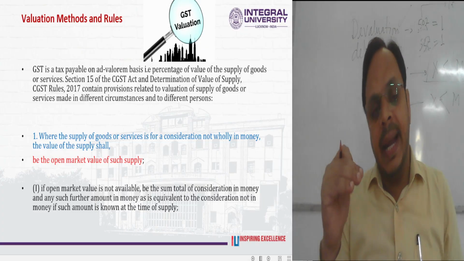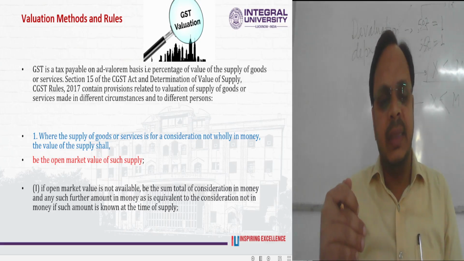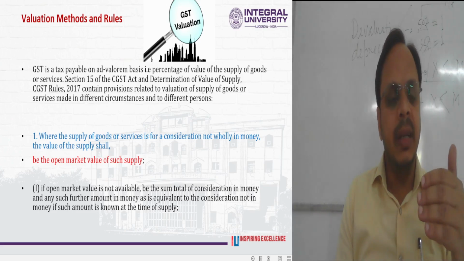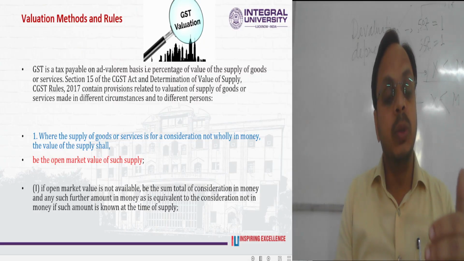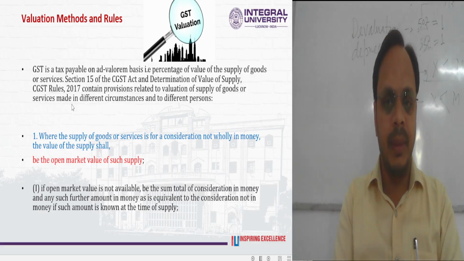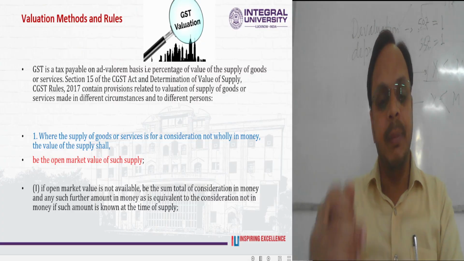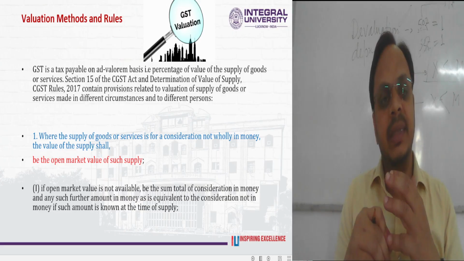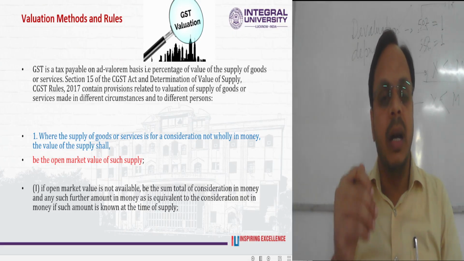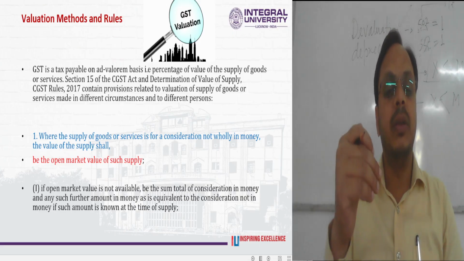GST is a tax payable on an ad valorem basis, meaning a percentage of the value of the supply of goods or services. Section 15 of the Central Goods and Service Tax Act lays down the determination of the value of supply. The Central Goods and Service Tax Rules 2017 contain the provisions related to the valuation of supply of goods or services made in different circumstances and to different persons. So Section 15 contains the valuation method as well as the rules, that is, how the value of supply is to be determined under the Central Goods and Service Tax Act 2017.